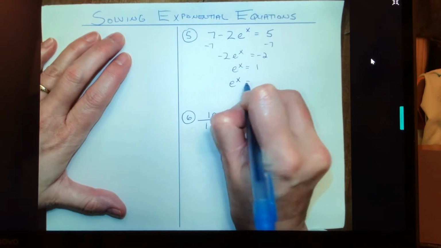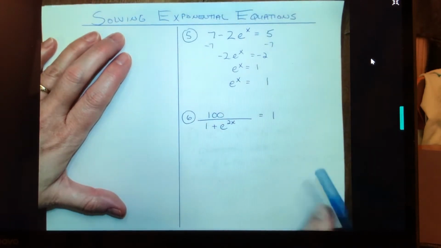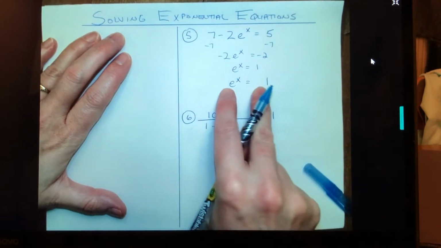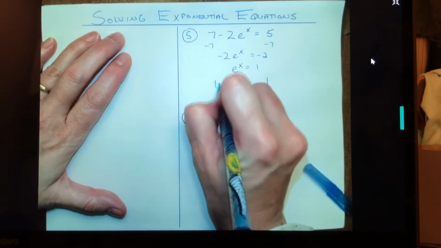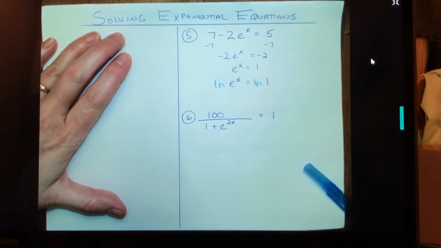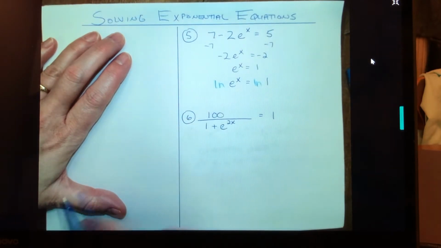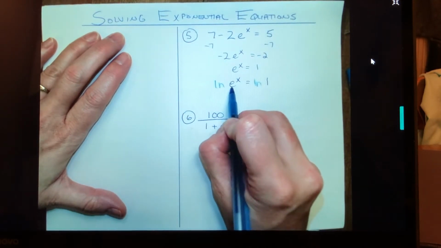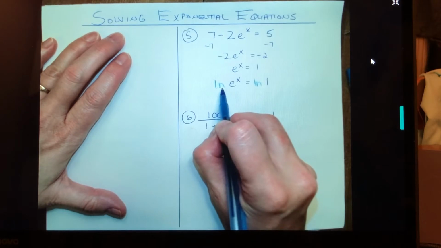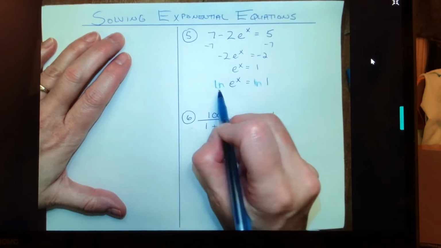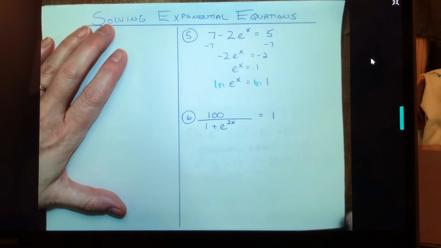So what I'm going to do, I'm going to write the word log in front of both sides. You can do whatever log you want, as long as they match. And so I'm going to do the natural log of both sides in this case. And you'll find that when your base is an e, the natural log is really the best one to use. It helps the problem simplify here in just a second. I'll show you what I mean.